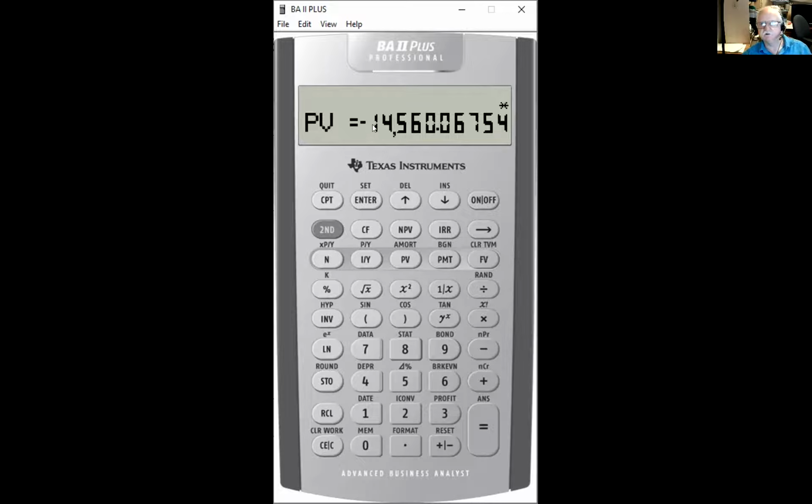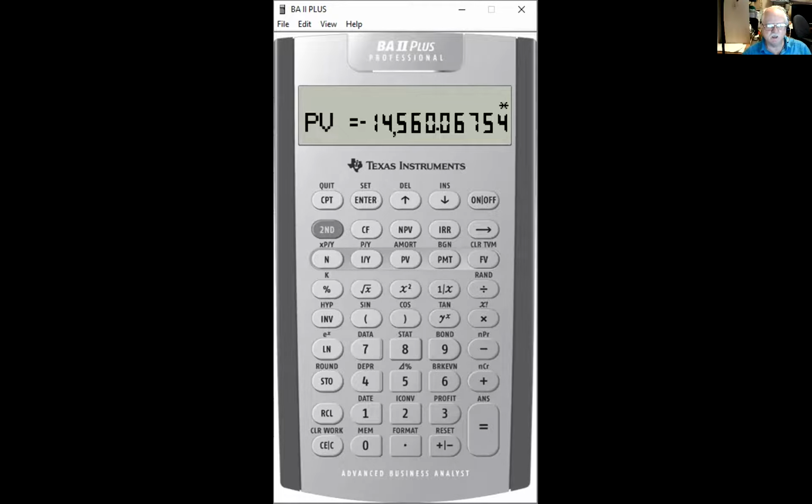And here's this 14560.07, which is what we figured we would get with either of the other two calculations. It's negative, of course, because that's what we're paying for the bond. Did that help? Yes, sir. Okay.